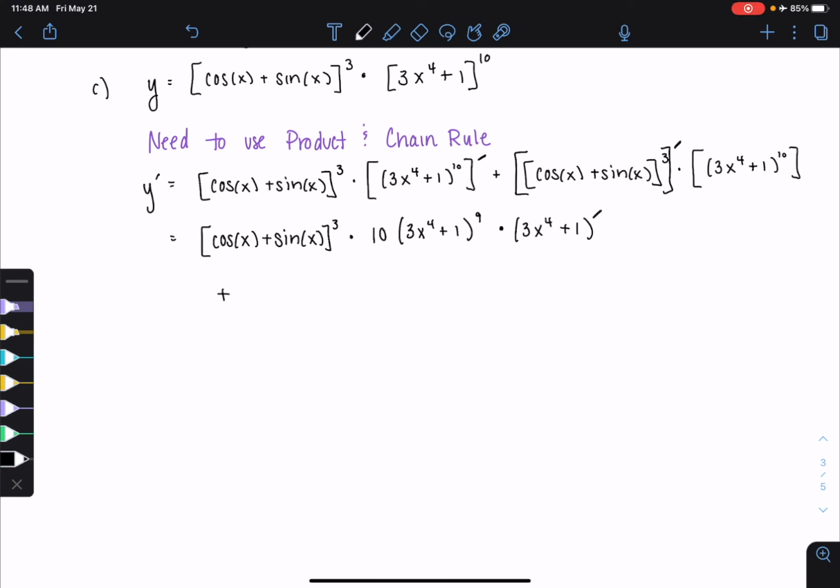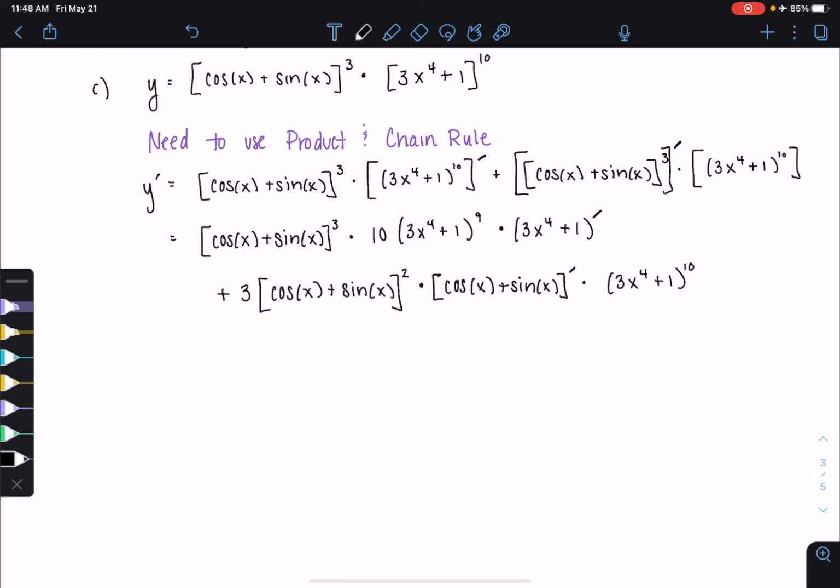Now for our second piece, I've got to differentiate this function, which again, the outer is the power. So we bring the power down, decrease the power by 1. So we'll get cosine plus sine to the second, multiplied by the derivative of the inside. So we need to take the derivative of cosine of x plus sine of x. And then we keep this 3x to the 4th plus 1 to the 10th.